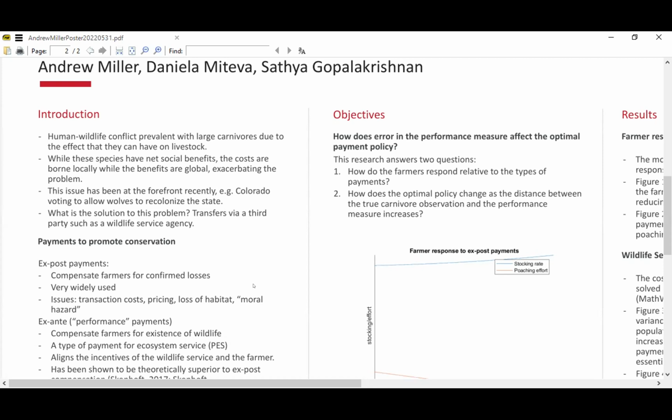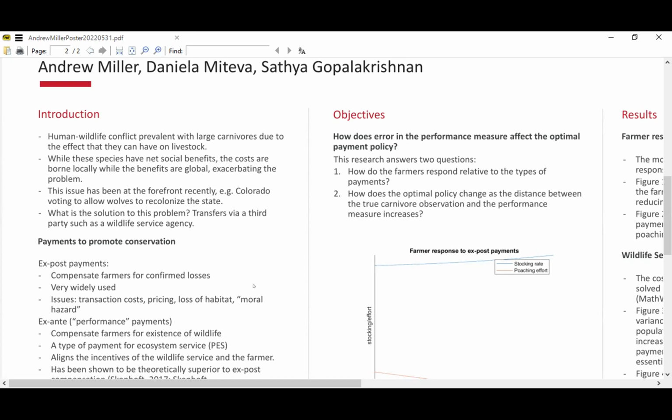In the United States, this issue has been at the forefront recently. For instance, the state of Colorado recently voted to allow wolves to recolonize the state. And the results of that vote were pretty stark because in the city, most of the people voted to allow wolves to come back in, and most of the people in the rural countryside voted against it. So it's very divided there.